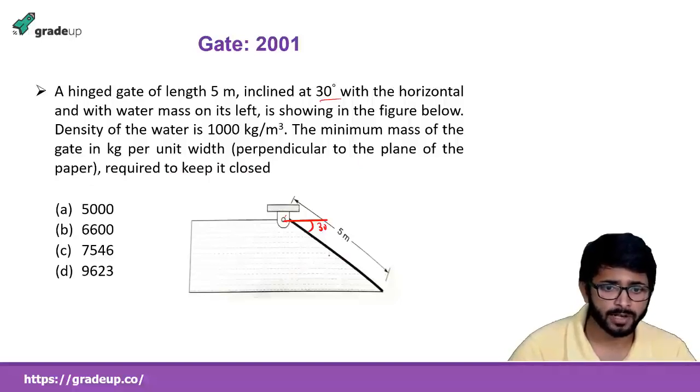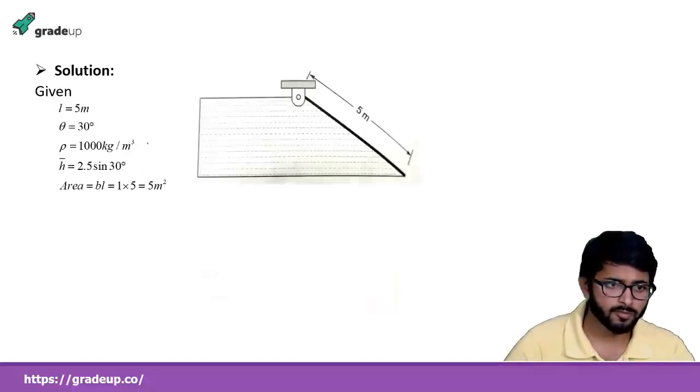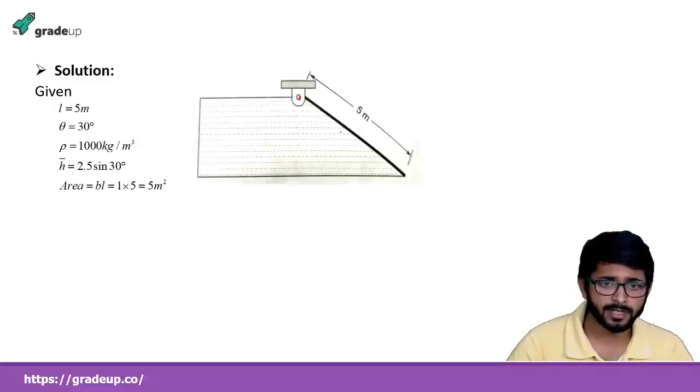Here, due to water, the force is acting somewhere upward, so we have to find the minimum mass of this gate, so that due to this force which is acting by the fluid, the gate doesn't open. So that minimum weight required, this is W, we have to find out. Okay, so what we have given, the first method of doing this question is like this.